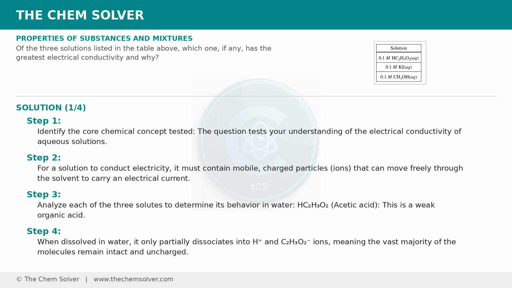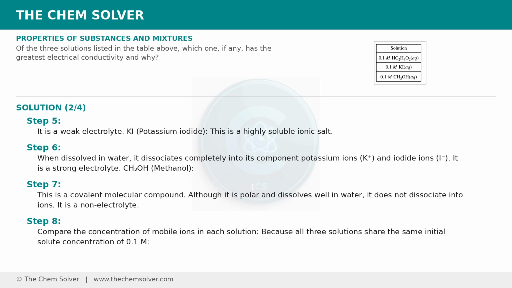HC2H3O2, acetic acid. This is a weak organic acid. When dissolved in water, it only partially dissociates into H+ and C2H3O2- ions, meaning the vast majority of the molecules remain intact and uncharged. It is a weak electrolyte.